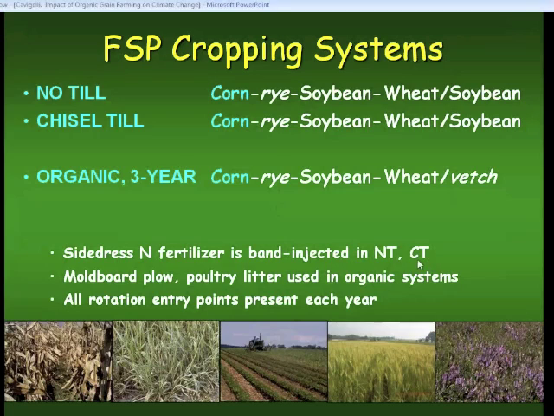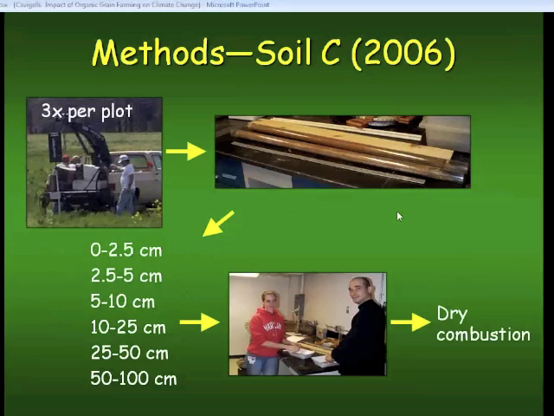In our no-till and chisel-till systems, we side-dress nitrogen fertilizer in a band. In our organic systems, we use a moldboard plow, and we also use poultry litter to add additional nitrogen and other nutrients. We apply it before the corn and also before the wheat. In all our systems, we have all rotation entry points each year.